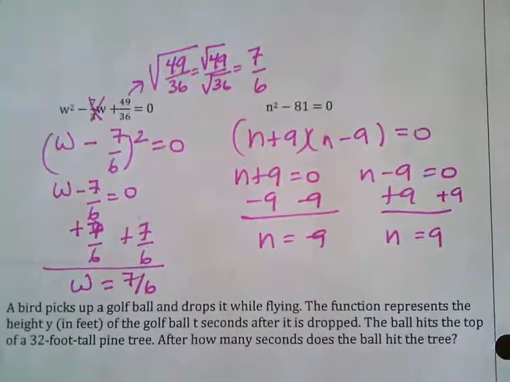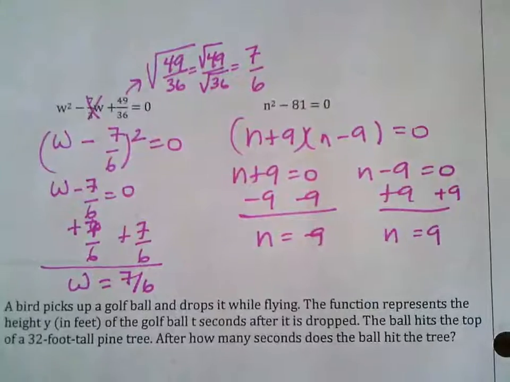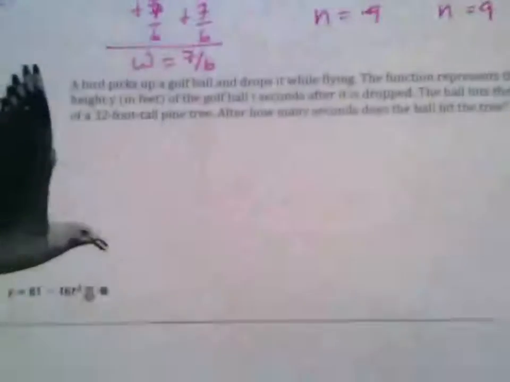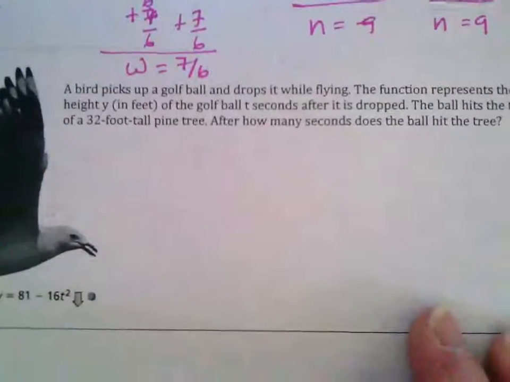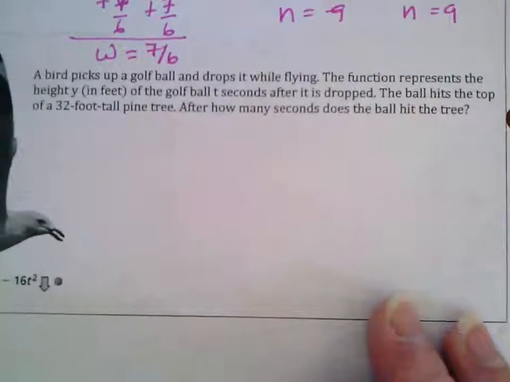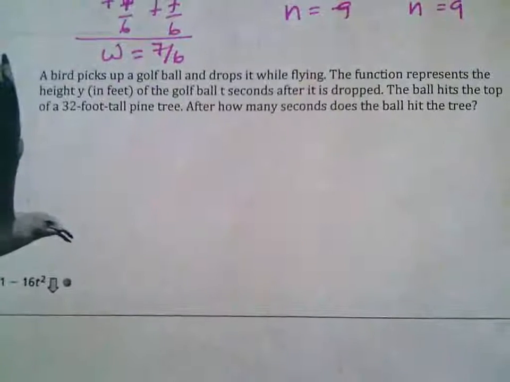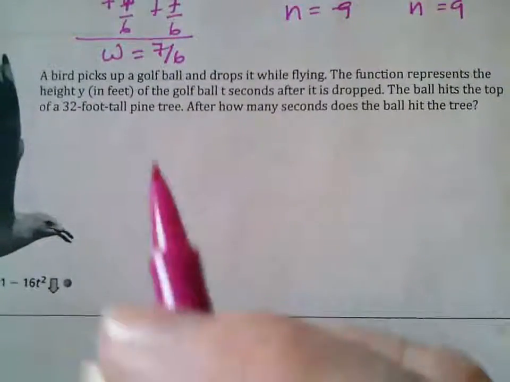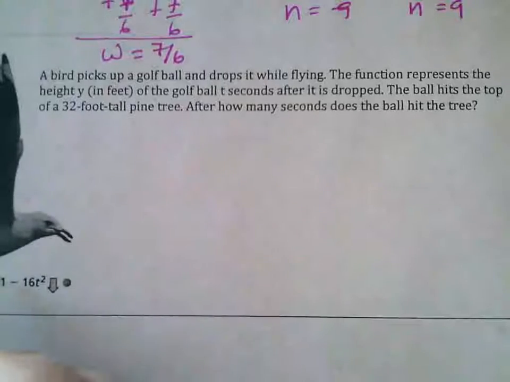All right, last thing, we're going to do a quick story problem. Bird picks up a golf ball, got a big bird right here, picks up a golf ball and drops it while flying. The function represents the height y in feet of the golf ball t seconds after it's dropped. The ball hits the top of a 32-foot pine tree. After how many seconds does the ball hit the tree? So you are looking to set up an equation. It's right here, your equation.